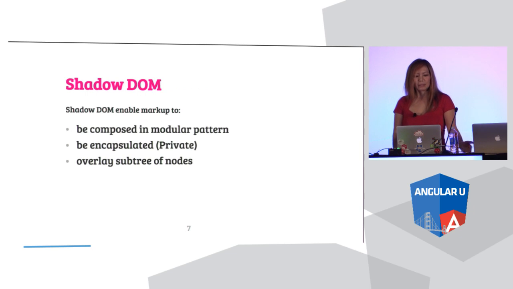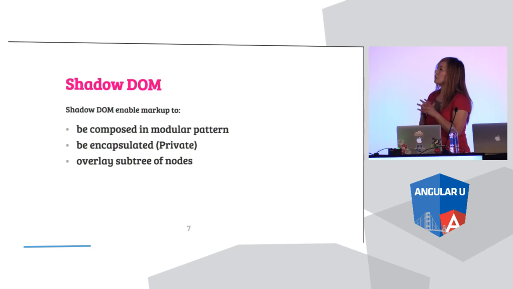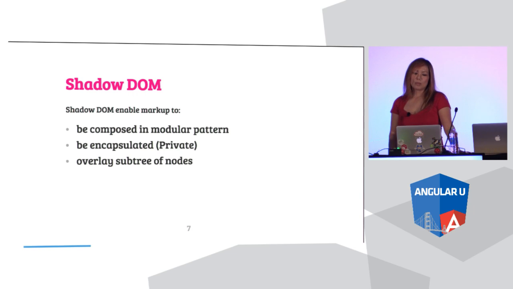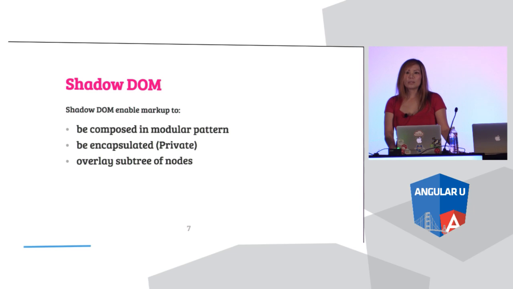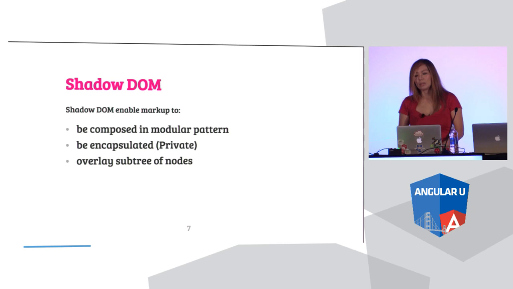So what does Shadow DOM do to the markup I've been talking about? It enables markup to be composed in the modular pattern that I just talked about, and to be encapsulated, so you can create a private element, a private UI module. You can encapsulate your code in JavaScript, so why not for markup too, right? So you can do that actually. And overlay the subtree of nodes. I'm going to talk about that soon.